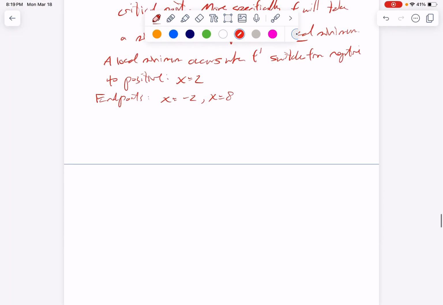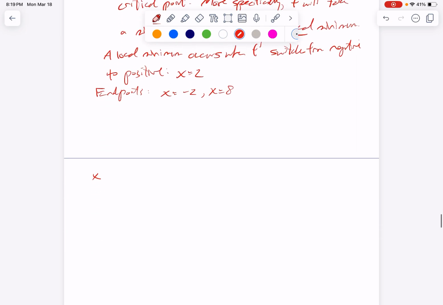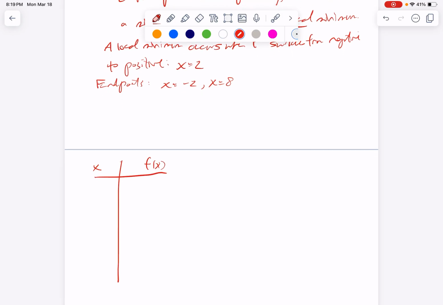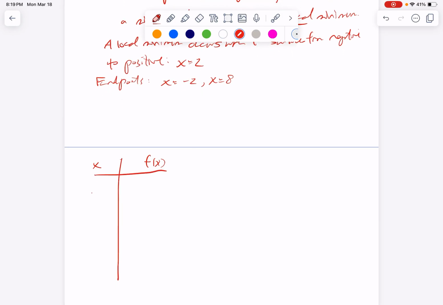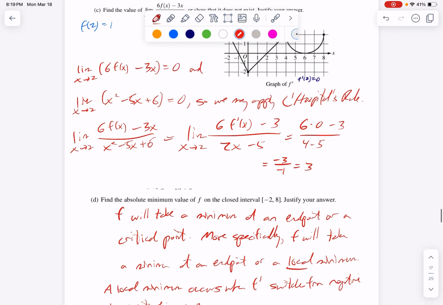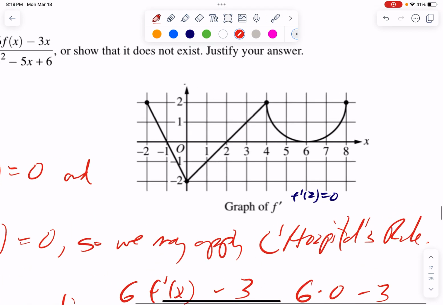So I'm going to make a little table here. Here is x, and we want to evaluate f of x. So negative 2, 2, and 8. Now, it might not be obvious how to evaluate f of x. We have a graph of f prime. We need to think about integrals. Pay attention, this issue comes up a lot. This is a very common problem type.